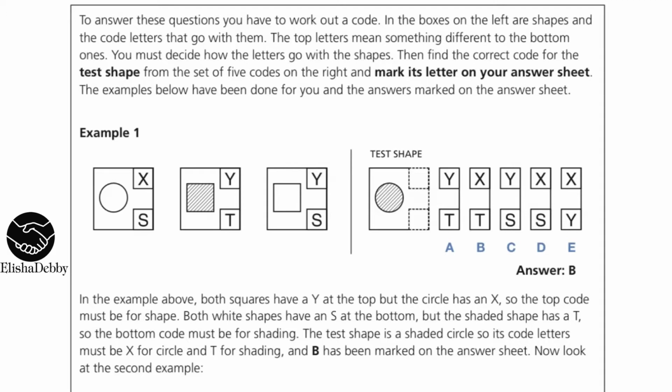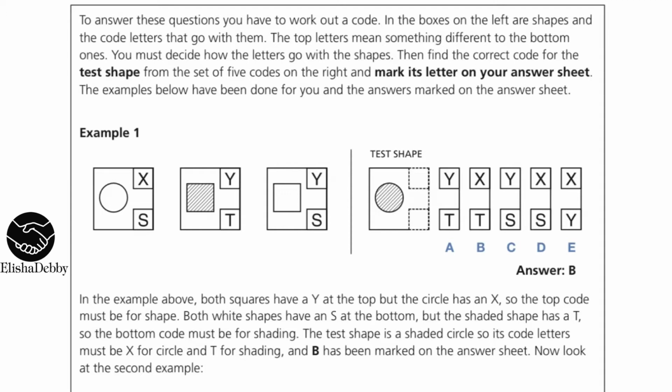The examples below have been done for you and the answers marked on the answer sheets. In the example above, both squares here have a Y at the top, but the circle has an X. So the top code must be for shape. Both white shapes have an S at the bottom, but the shaded shape has a T. So the bottom code must be for shading.